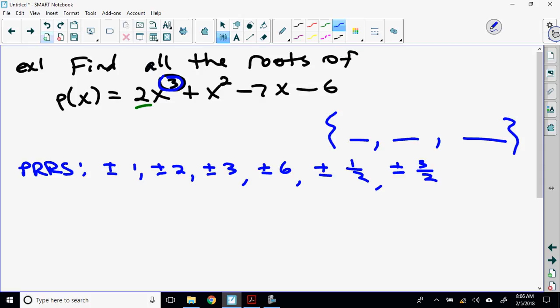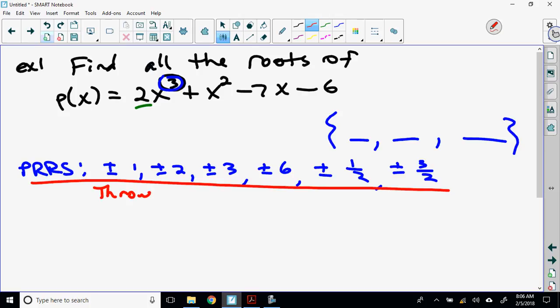So here's the deal. Once we do this, I'm going to say throw a dart. Anybody ever throw a dart? What happens when you throw a dart? It hits the dartboard somewhere, right? Pick a starting point. Where do you want to start? What do you want to start synthetically dividing by? You can start anywhere on the list. 3? Okay. I'm glad you said 3. What made you think 3?